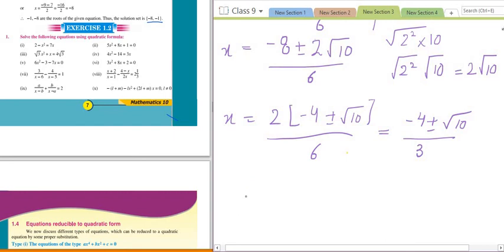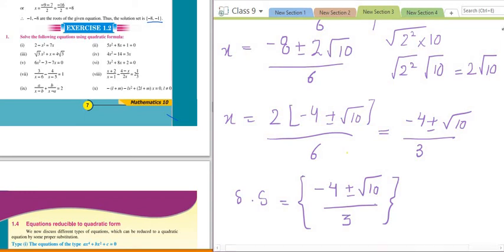So the solution set is minus 4 plus minus square root 10 divided by 3. This is the required solution set for this.